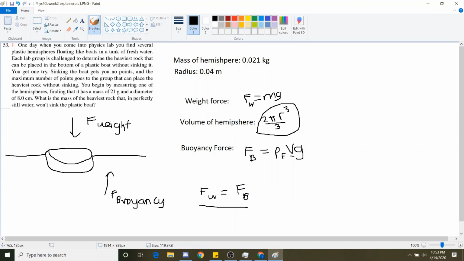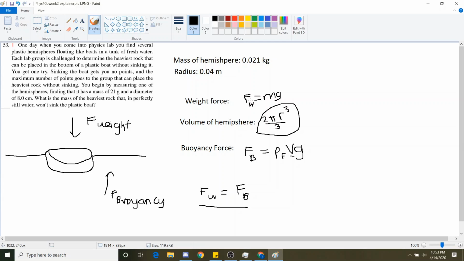So essentially we're given the mass of the hemisphere, which is 0.21 kilograms. I've converted it to kilograms to make it easier to calculate, and the radius, which is 0.04 meters from 0.8 centimeters, and that's the diameter, and half of that is the radius.